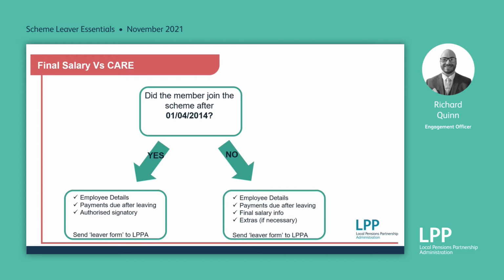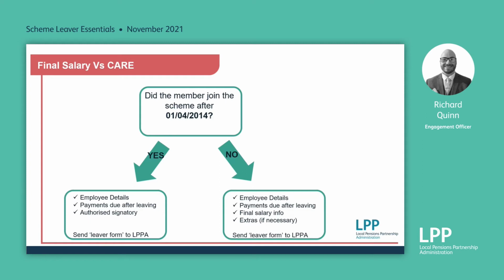It is important to note that on the leaver form, if you select this started after the 1st of April 14, you're not necessarily required to provide final pay information, but we may come back to you to query this if for some reason we have information on our records that the member does have final salary benefits linked to their current employment. This could be as a result of a transfer or combining previous LGPS benefits.